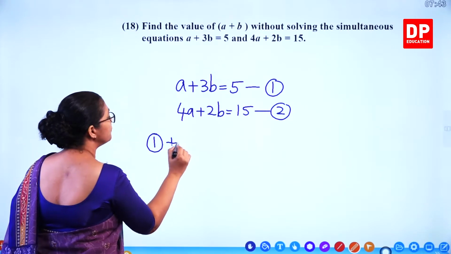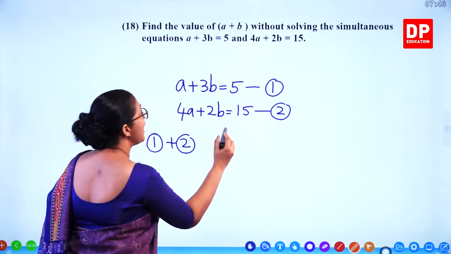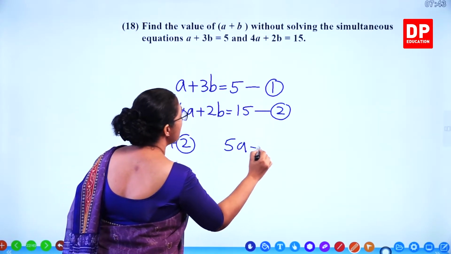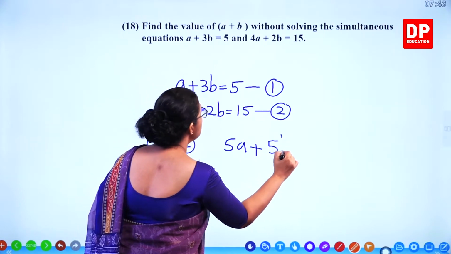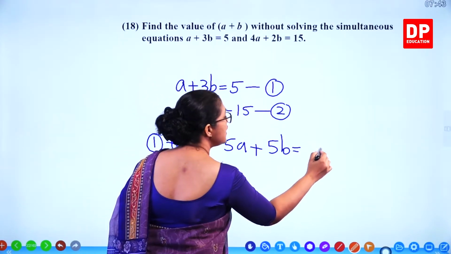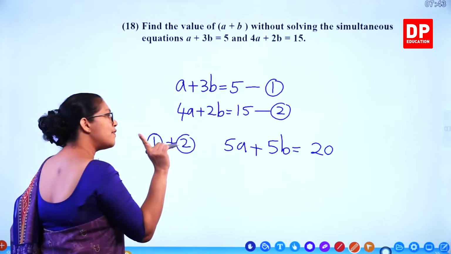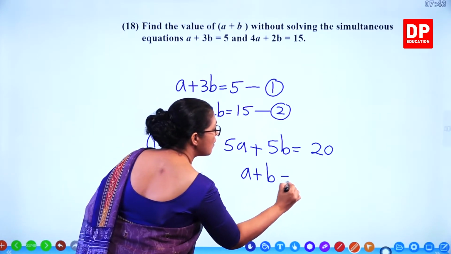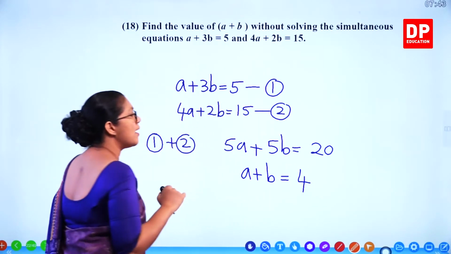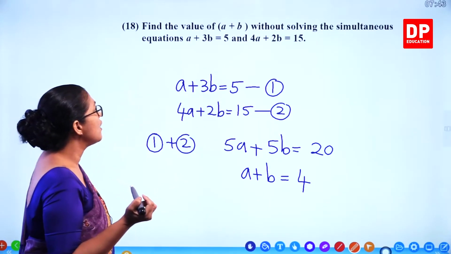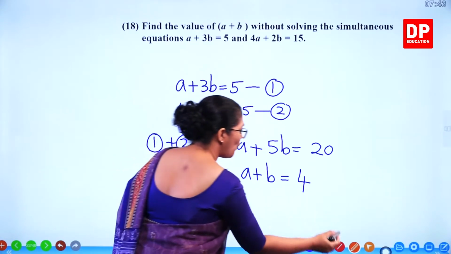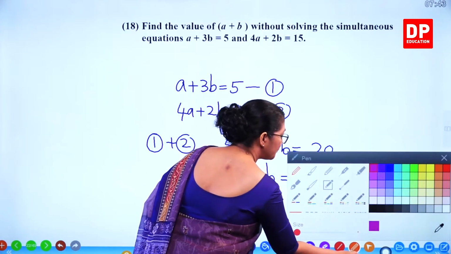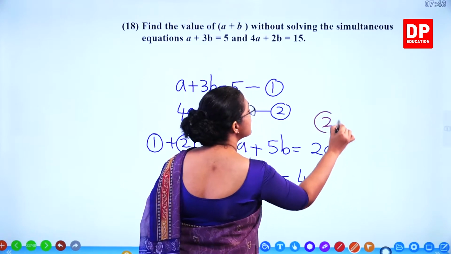1 plus 2. 4a and a becomes 5a. This is 5b equals 5 plus 15, 20. Divide the whole equation by 5. You get a plus b equals 20 divided by 5 is 4. So what's the value of a plus b? 4. So 2 marks.